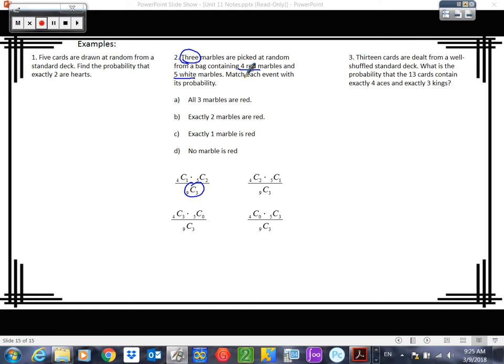Well, there are 4 red marbles, so I'm looking, so here's the 4. This represents the red marbles and this represents the white marbles. Okay, because there are 5 white marbles. Do we see that? The totals here, 4 and 5.